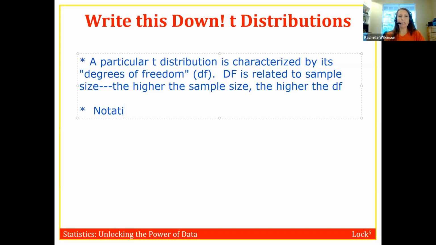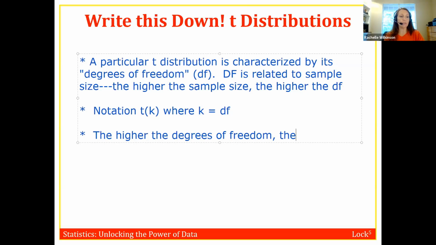When we talk about notation for a t distribution, we use t, and then in parentheses, we put the number of degrees of freedom. I'm not really sure why your book doesn't just put df in that little thing, but it's always done like t in parentheses k, and k is equal to the number of degrees of freedom. So to be consistent with your book, that's how I'm doing it too. And the larger your degrees of freedom, in other words, the larger your sample size, the closer your t distribution is going to look to a normal distribution.